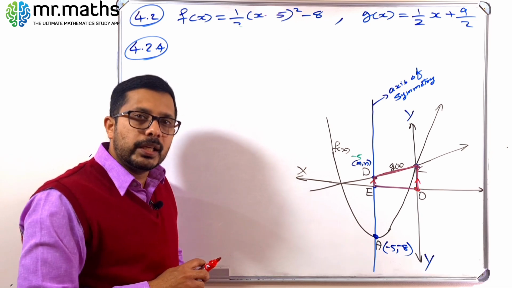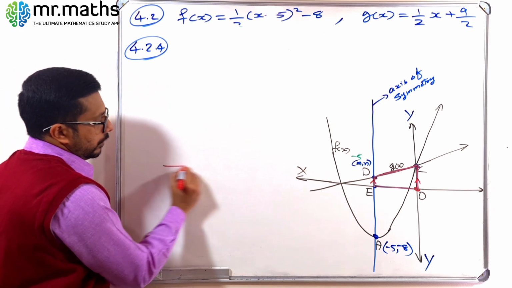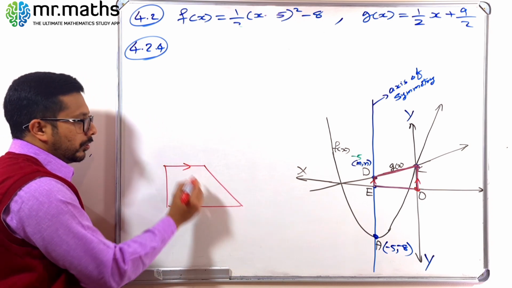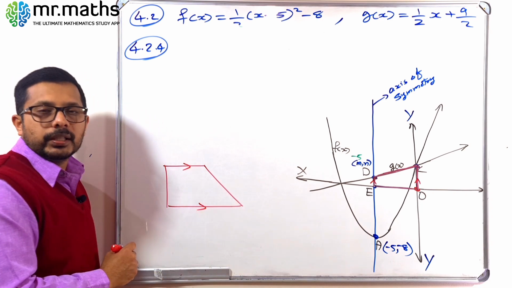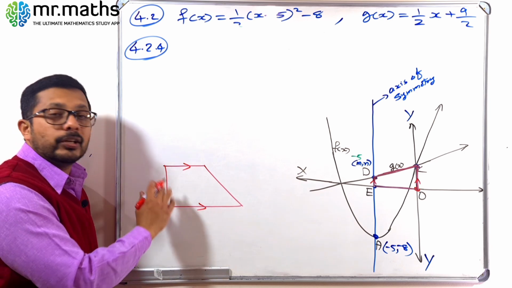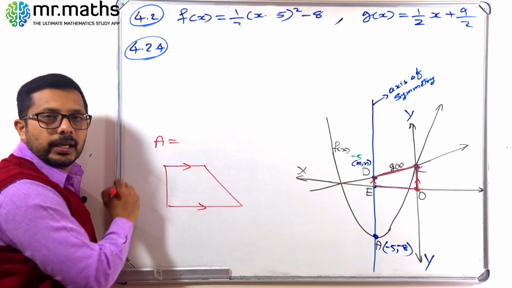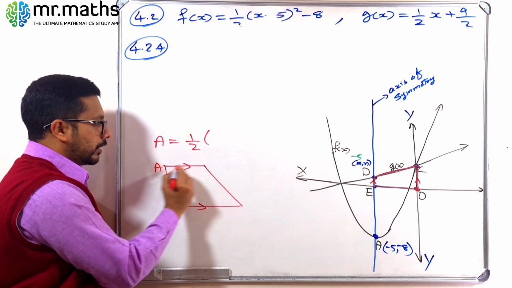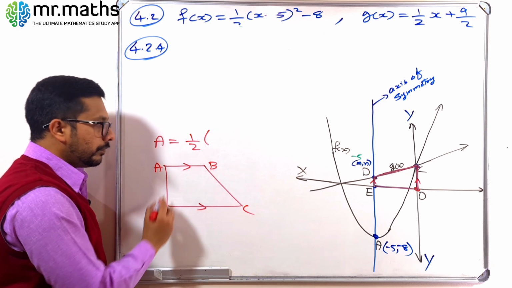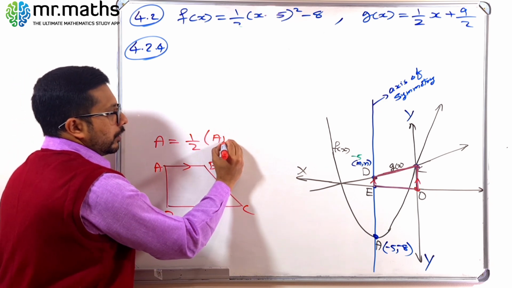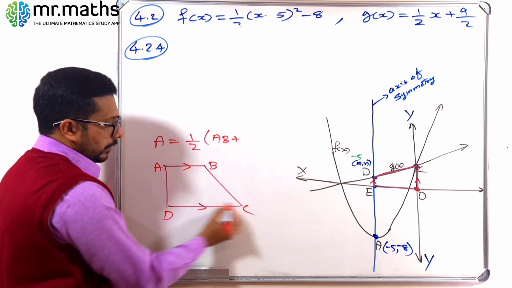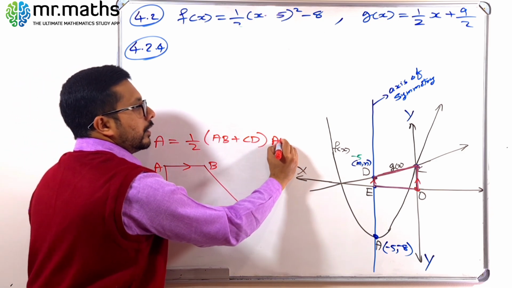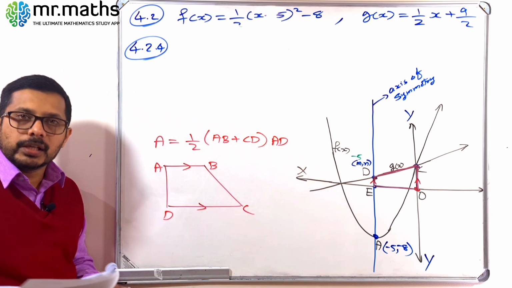So how can you find the area of a trapezium? If I draw a trapezium here, something like this, let's say this is a trapezium because these two lines are parallel. Now how can you find the area of a parallelogram? I mean, sorry, area of a trapezium. Area formula: area A is equal to half into, let's say ABCD, half into AB plus CD, times this height, that is AD. This is the formula to find the area of a trapezium.